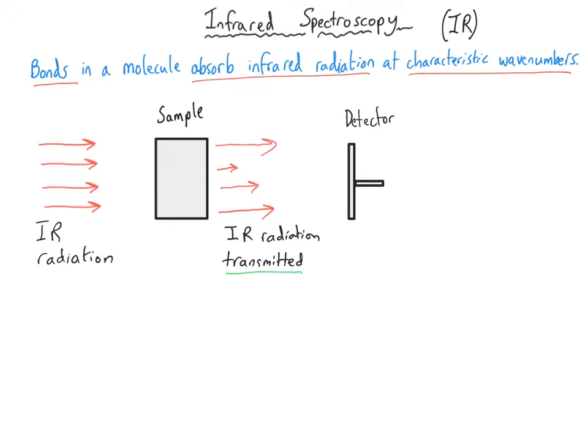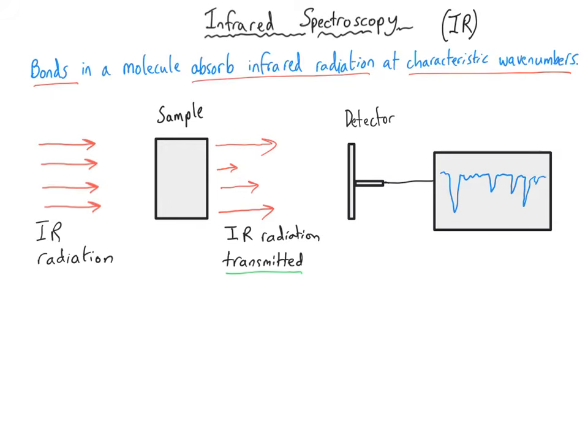This radiation will then hit a detector, and the detector will be connected to a computer screen, and it's that computer readout that we will see as our infrared spectrum, that I'm just going to sketch, will look something like this, a series of spikes going down.